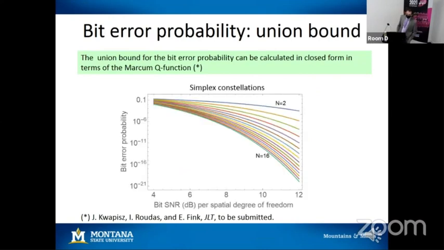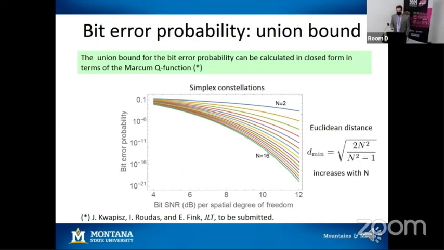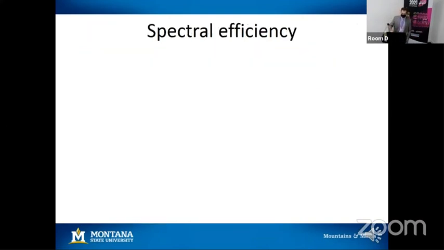Just to give you an example, here we have the results of this analytical formula for the bit error probability as a function of the bit signal to noise ratio. You see here only the results for simplex constellations, as the dimensionality of the space varies from 2 to 16. You see that for simplex constellations, the larger the dimensionality of the space, the better, because the Euclidean distance increases with the dimensionality.